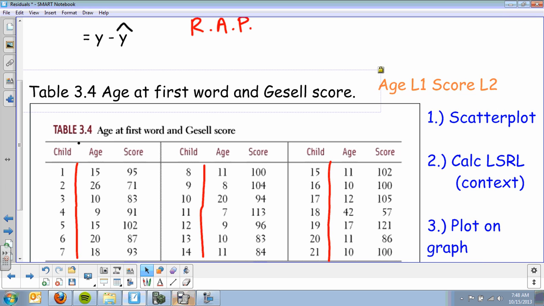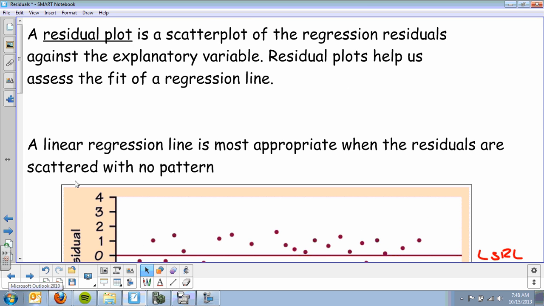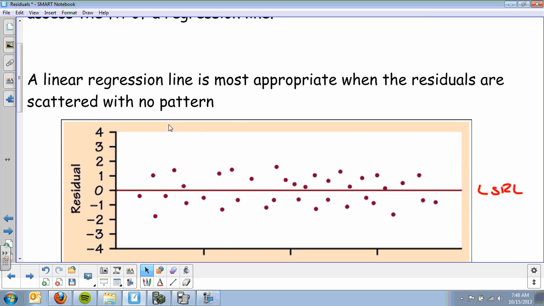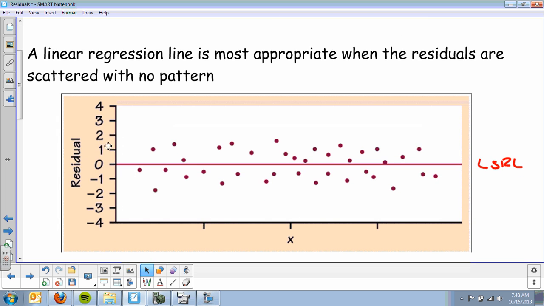What do these residual plots mean? Basically, the residual plot helps us determine whether the least squares regression line is a good fit. You may need to pause this as I go through here. I'm just going to talk about them. This is most appropriate when the residual plot shows no pattern. Here there's no pattern. There are numbers scattered above and below. This says that the line is a good fit for the data.